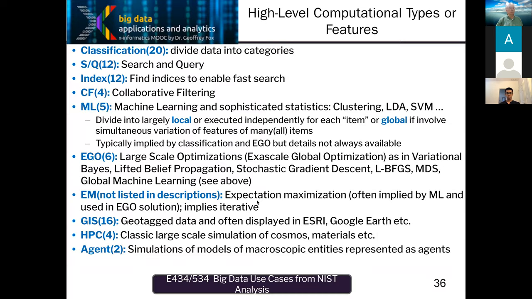And so here is the classification of the algorithms: search and query, SQ, index for indexing, collaborative filtering and so on. Here I list some of those. And if you go to the web, the slide deck tells you for each application what the computational type is.